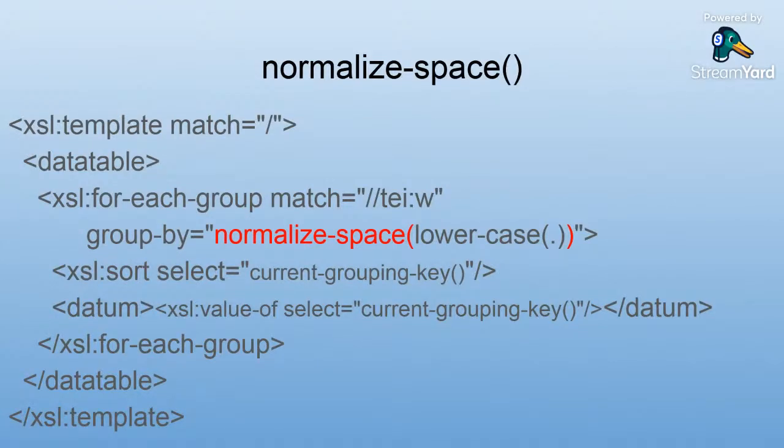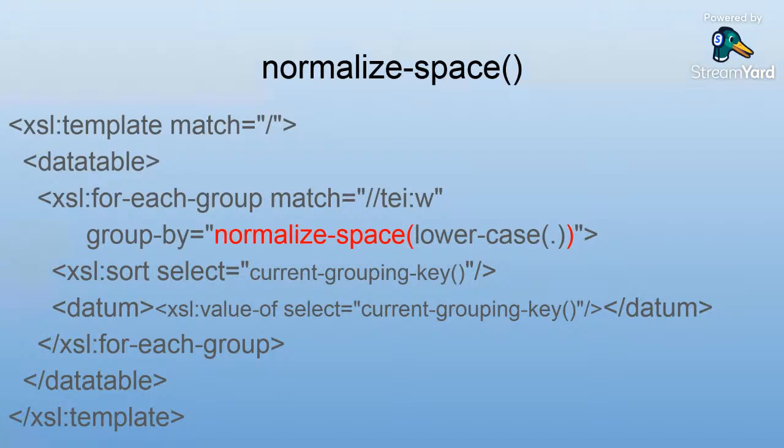Another really useful function for helping us to sort and filter words in this way is normalize-space. What this does is if there are multiple spaces within or at the beginning and end of a string, it normalizes those away. In other words, multiple spaces within a string are reduced to a single space, and any spaces at the beginning or end of a string are stripped off altogether, assuming that they're unneeded.